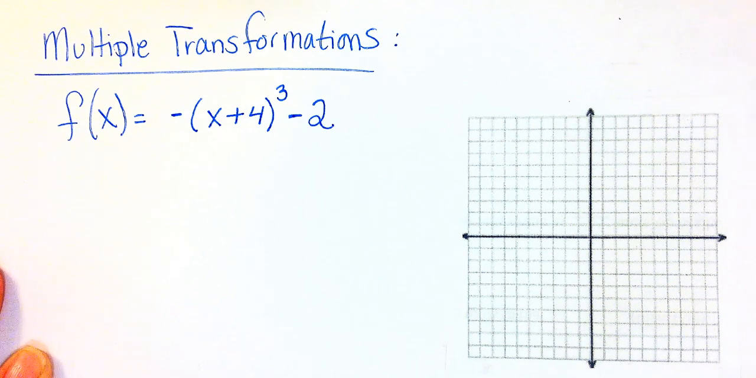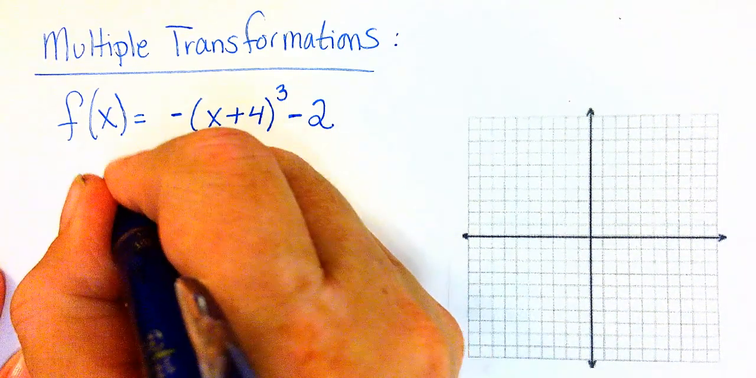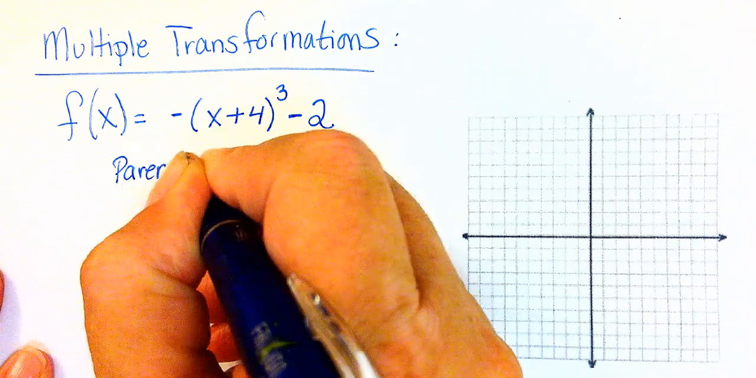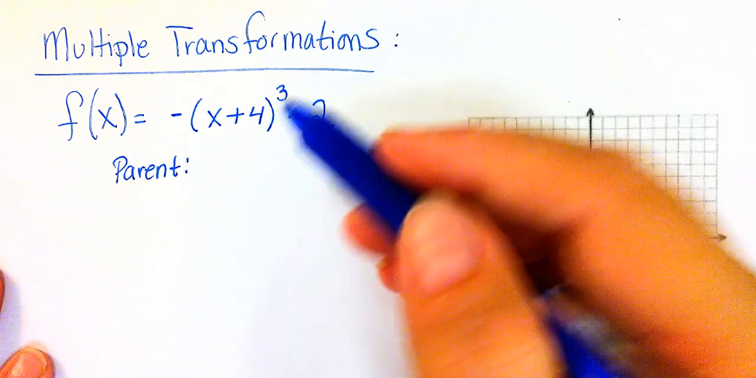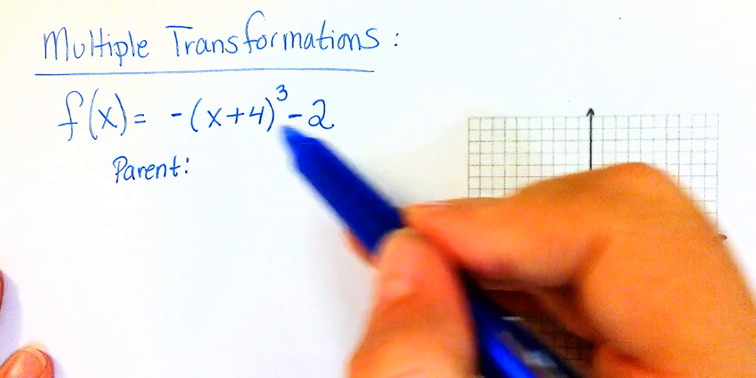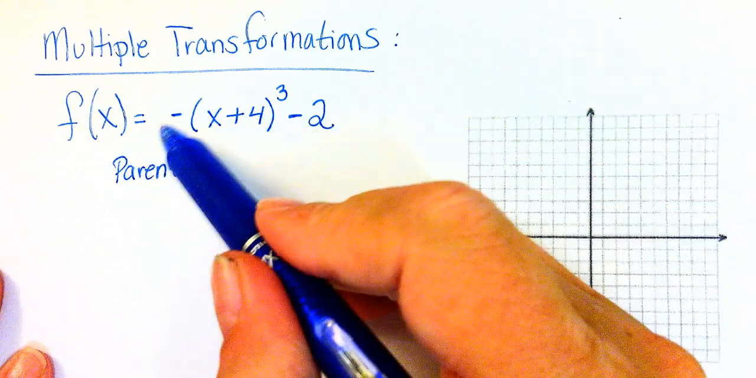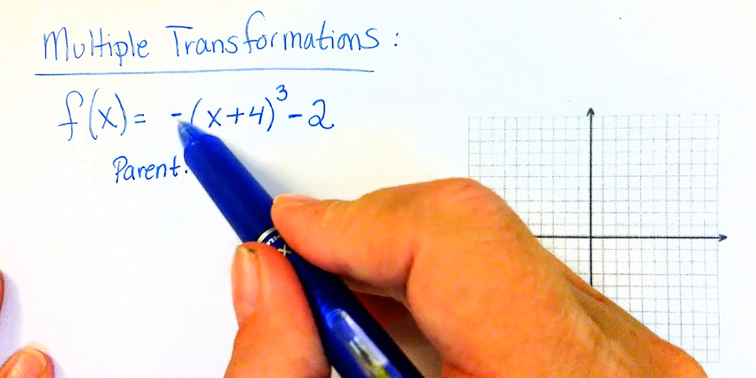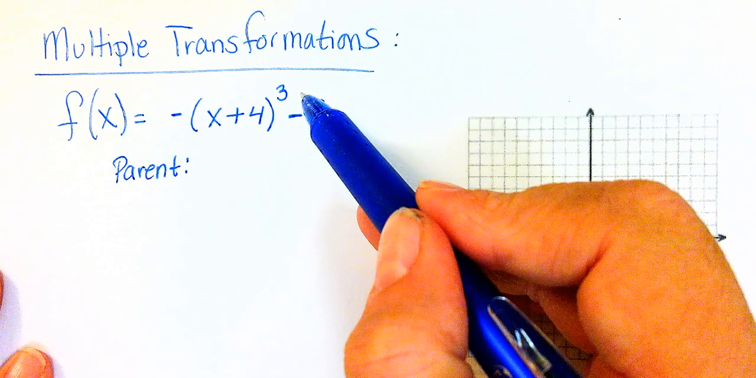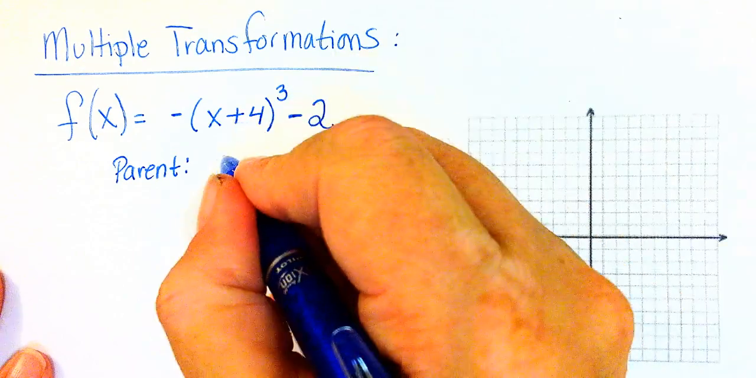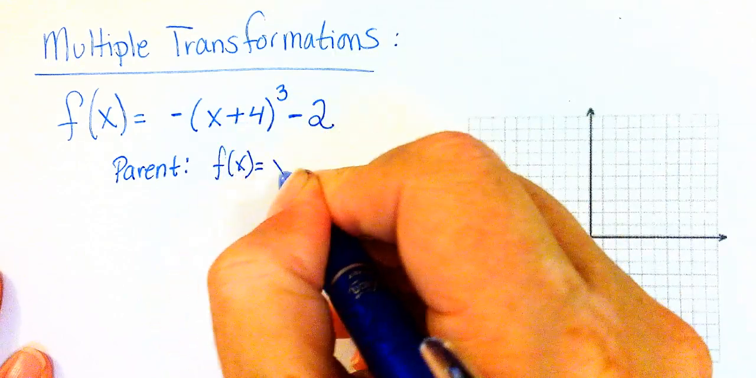Our first step is to figure out what the parent function is. So our parent is what function you have when you take away anything that has been added, subtracted, or multiplied in the function. The add is going away, this part is going away, and this is essentially times -1, so that part is going away. So what do we have left? We have the x and we have the cubed. So our parent function is f of x equals x cubed.